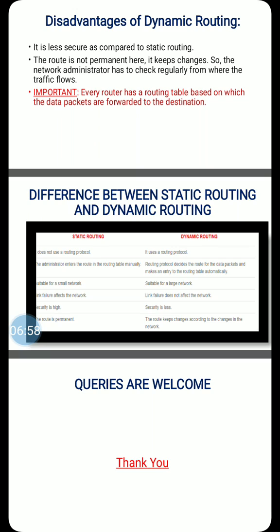The fourth one is that link failure affects the network in static routing. Link failure does not affect the network in case of dynamic routing. Security is very high in static routing. Dynamic routing is less secure. In case of static routing, the route is permanent. In case of dynamic routing, the route keeps changing according to the changes in the network.